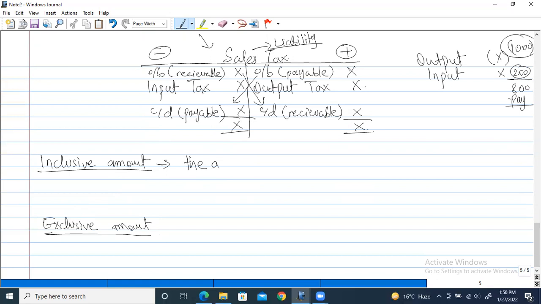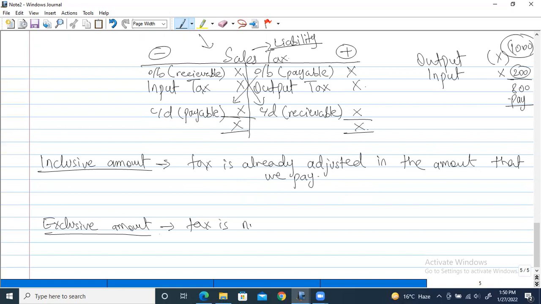The amount in which tax is already adjusted in the amount that we are paying. Okay, so this is the inclusive amount. And what about the exclusive amount? Exclusive basically means tax is not added in the amount we have to pay.